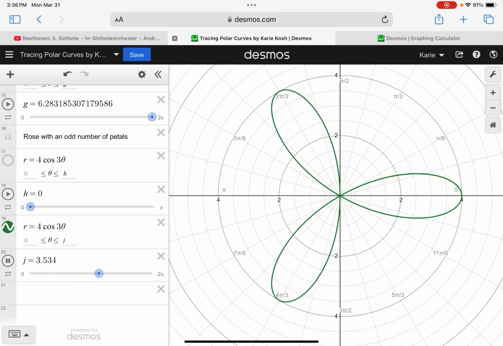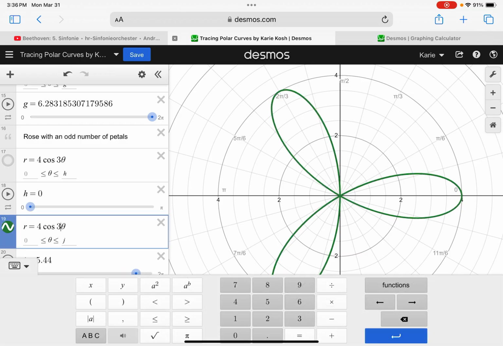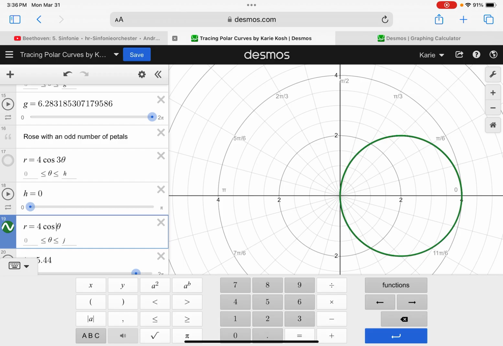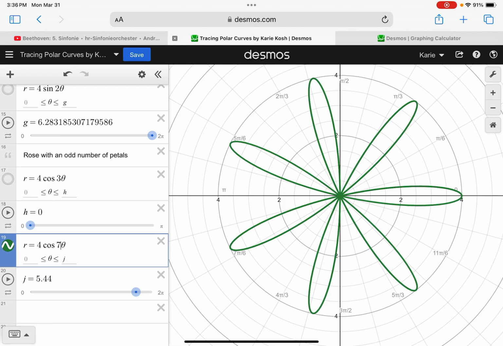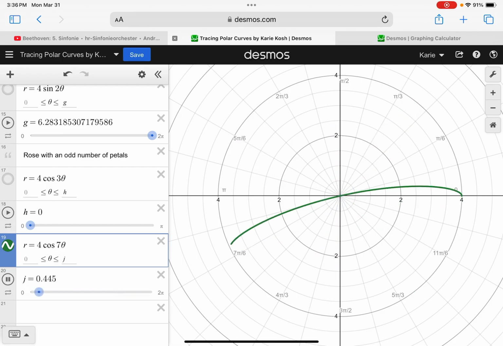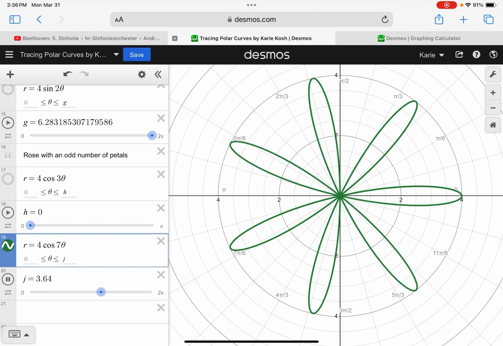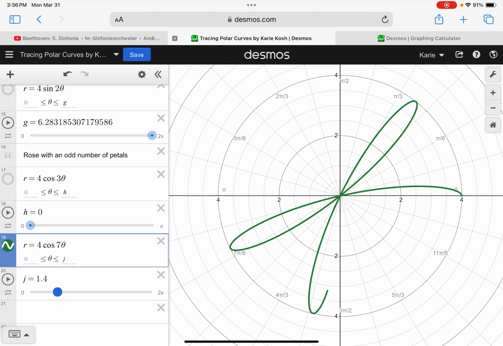And there it goes. So that one, we could come along and say, what happens if I make this 5? I should have 5 petals. If I make this a 7, I should have 7 petals. And we can follow this process. Okay. Woo, that was quick. And then it stops because it did it all by pi.